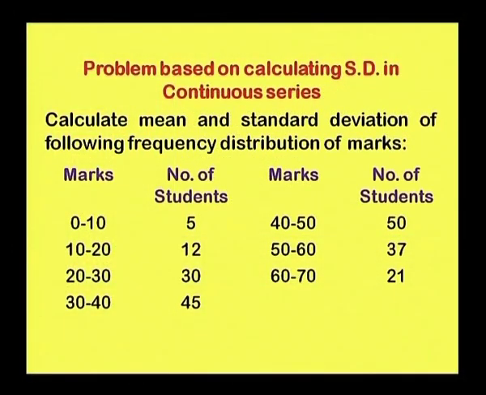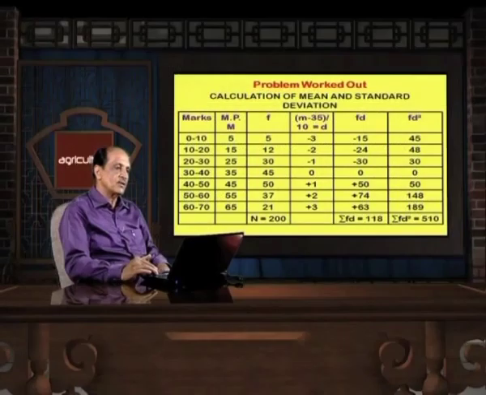Now, we discuss a problem based on calculating standard deviation in respect of continuous series. Calculate the mean and standard deviation of the following frequency distribution of marks. In this question we have been given the marks obtained by the different students. The marks are 0 to 10. Five students have obtained marks ranging from 0 but less than 10, and 12 students have secured marks from 10 to less than 20. So, we have been given information regarding the number of students obtaining different marks. Now, we should work out the problem.